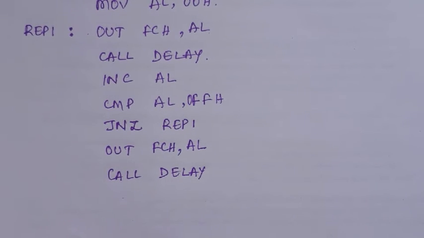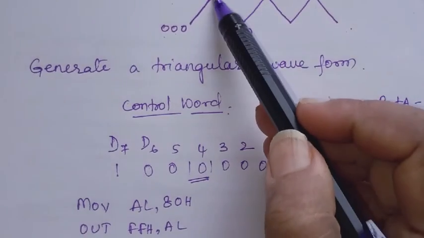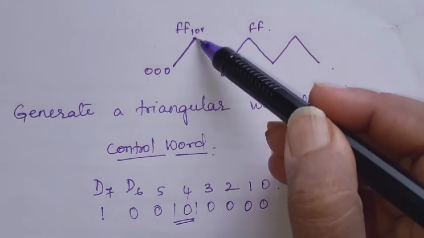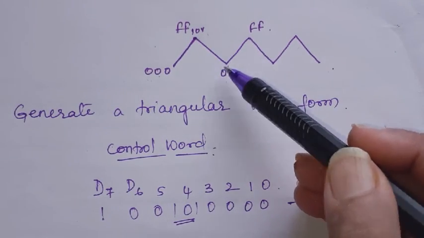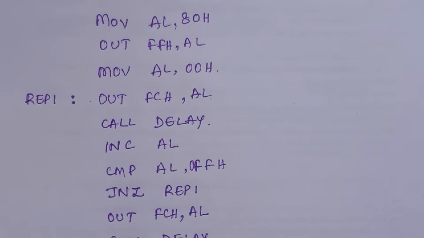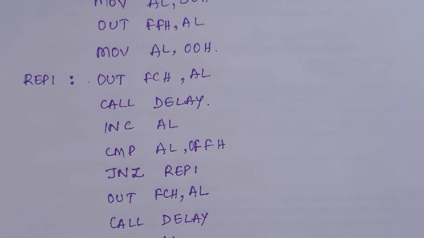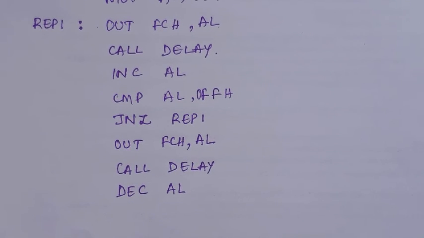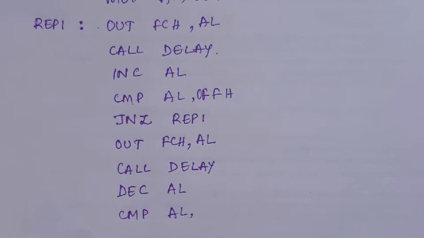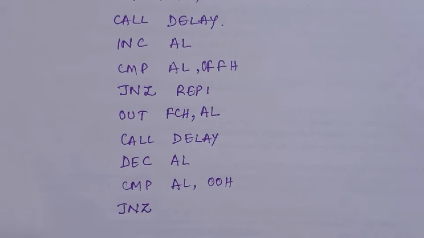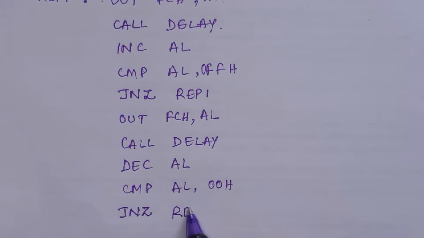Now, once it reaches FF, the maximum value, the triangular wave is such that it must be decremented to 00. So decrement AL contents. From FF it now becomes FE. Then compare these AL contents till where it should be decremented, till it becomes 00H. So compare with 00H, jump on not zero. If it is not equal to 0, repeat.